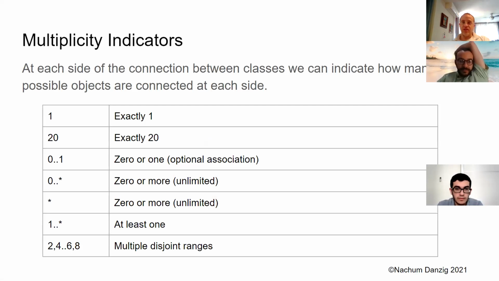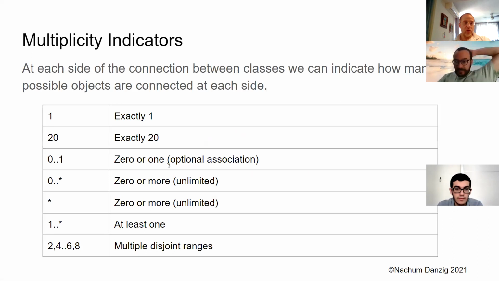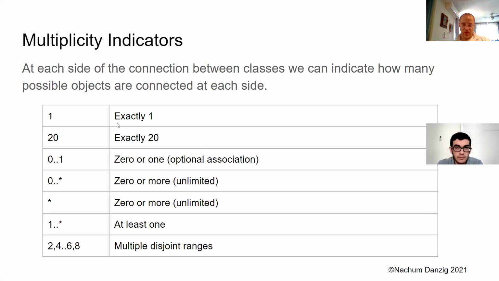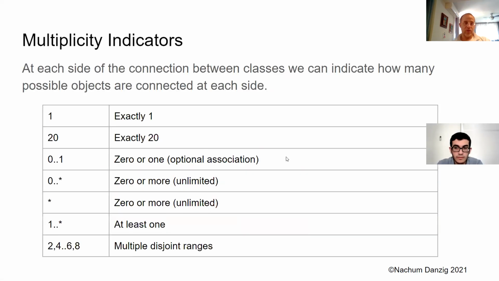And then we have multiplicity. For example, a person may have not one leg, but two legs. How would you show that? You can write a number 2 over here. Or you could write, like, legs also can only be associated with one person. The legs can't be associated with several people. So you'd write 1 to 2. But that would be exactly 2.